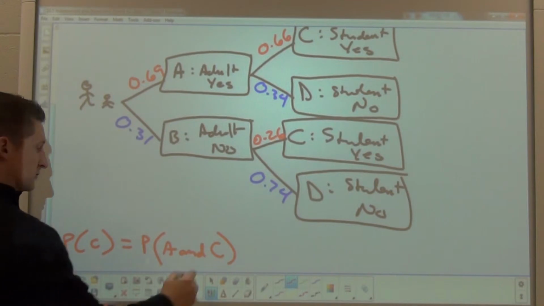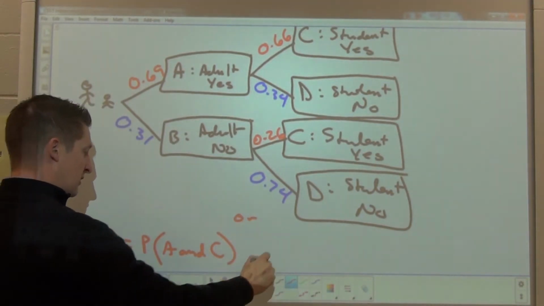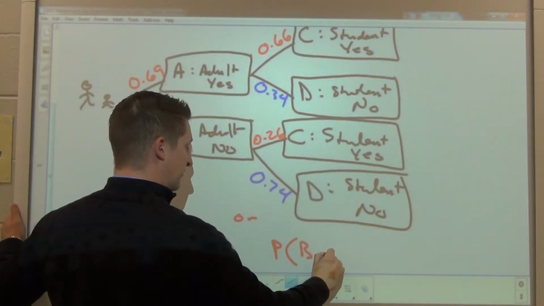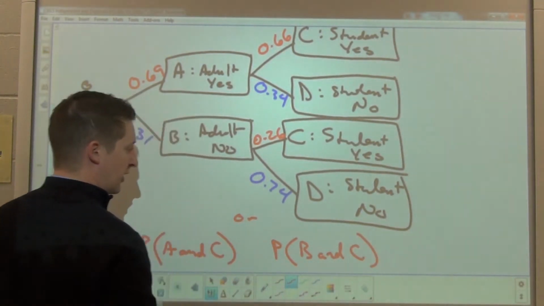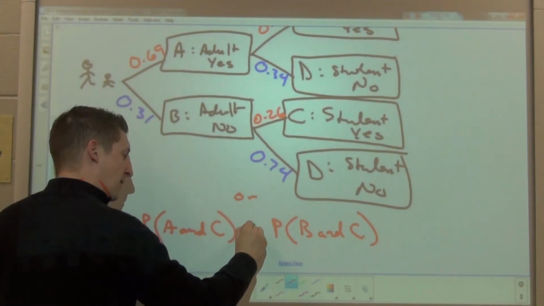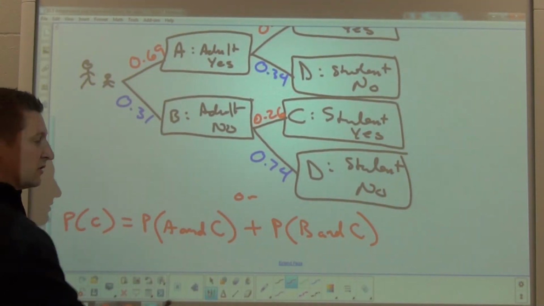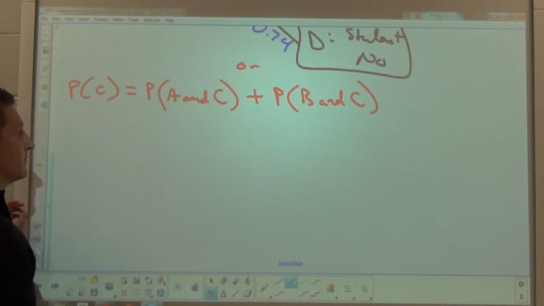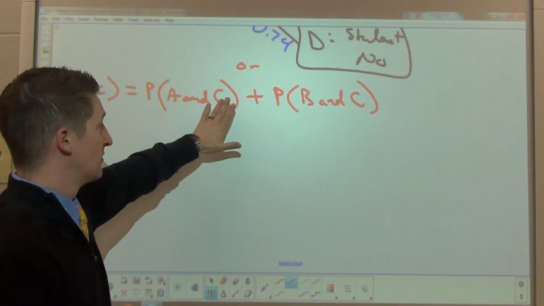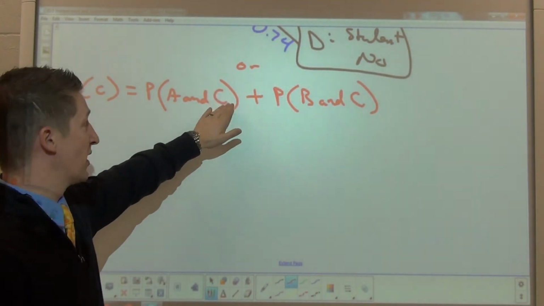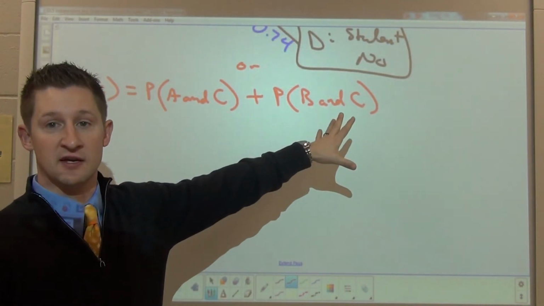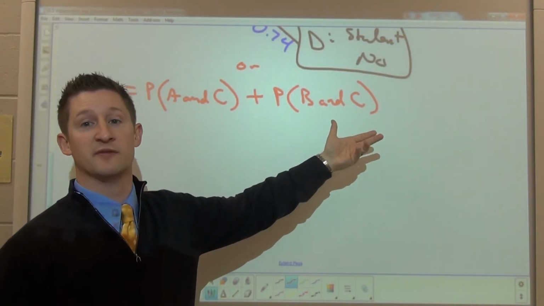Or, maybe the adult doesn't wear it, but the student does. So the probability of events B and C occurring. Now, when I have the word or involved, that means I need to add probabilities together. Now, A and C or B and C, those are both examples of dependent events. Probability that the student wears it given the adult does, and probability that the student wears it given that the adult doesn't. When we find these probabilities, we have to multiply them together.